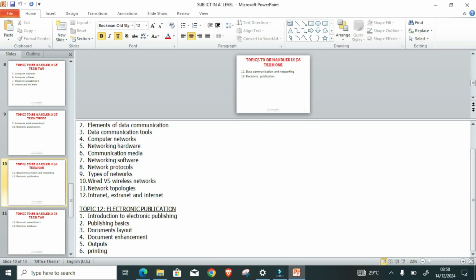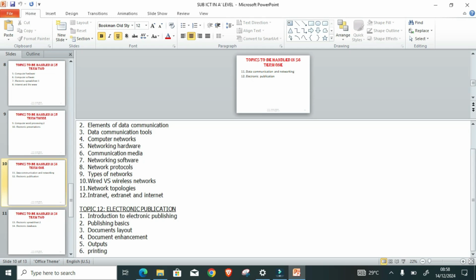And we have the last topic in Senior 6 Term 1, that is electronic publication, of which from here we talk about the introduction to electronic publication or publishing, the basics of publishing, what you use, in other words, understanding the terminologies and the features that are meant to be used to make publications.